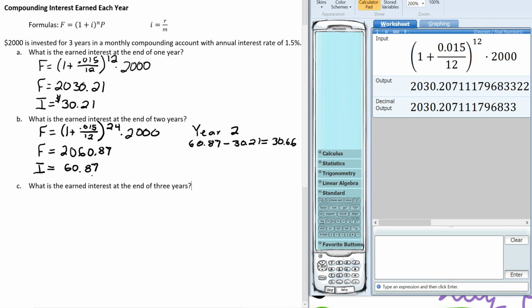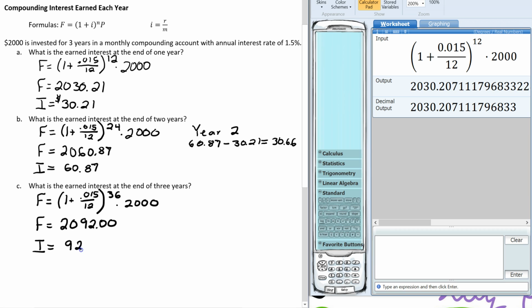Question C, what is the earned interest at the end of 3 years? Continue to use the future value formula. 1 plus 0.015 over 12, this time raised to the 36th power. There are 36 months at the end of 3 years. The future value is $2,092. The interest earned at the end of 3 years, which includes year 1, 2, and 3, ends up being $92.